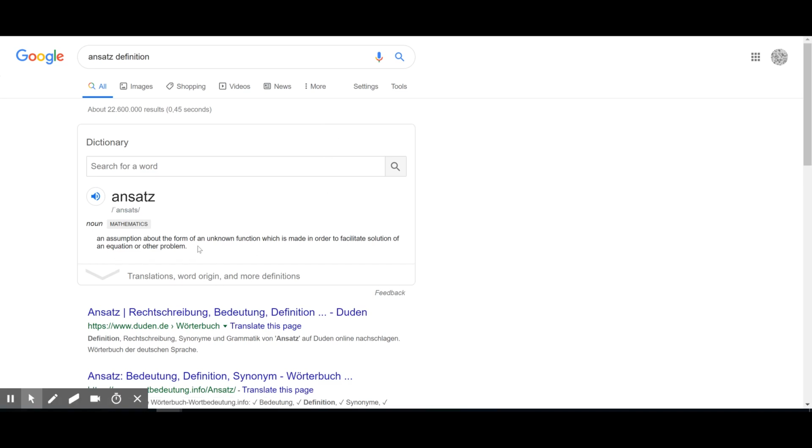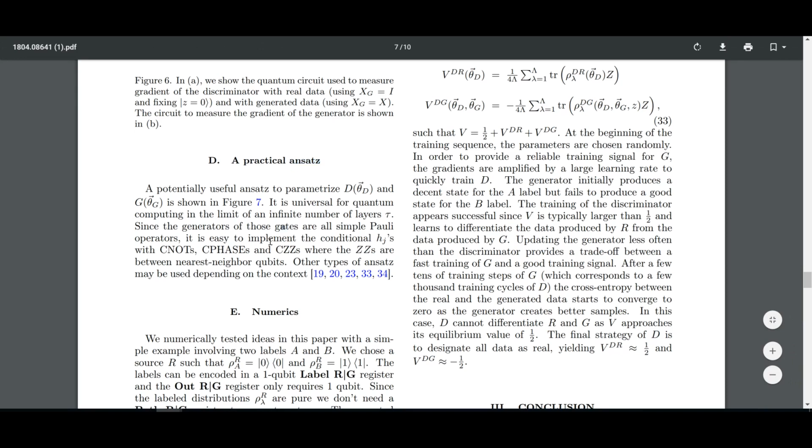An assumption about the form of an unknown function. What? It's an actual mathematical term? An assumption about the form of an unknown function which is made in order to facilitate solution of an equation to another problem. Mind-blowing. A potentially useful answer to parameterize this is shown in figure 7.